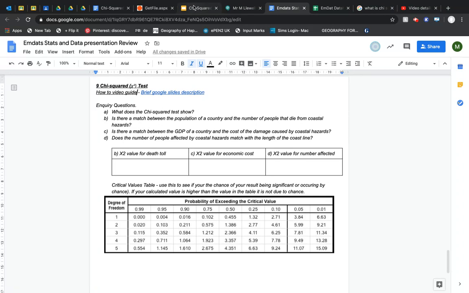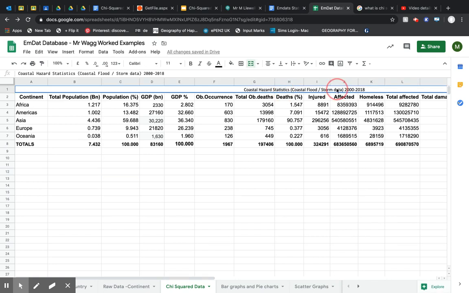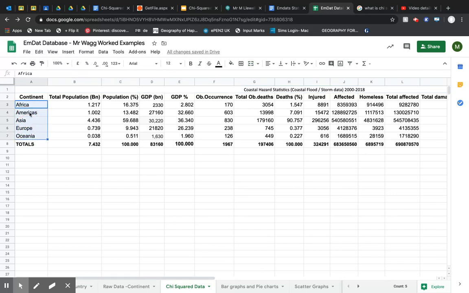So for this, we go back into our spreadsheet. We've got some data I've already pulled for you to try and speed this up. So this has come from the MDAT database again, but this time we've only got data on coastal hazards to try and make things a little bit easier. So I've run a query for coastal flooding and coastal storm, and I've grouped it by continent regions. I know the Americas is two, but this is how MDAT presents the data.